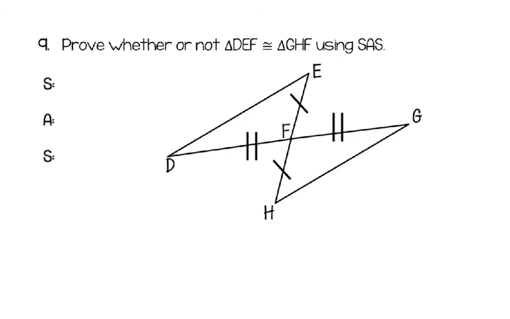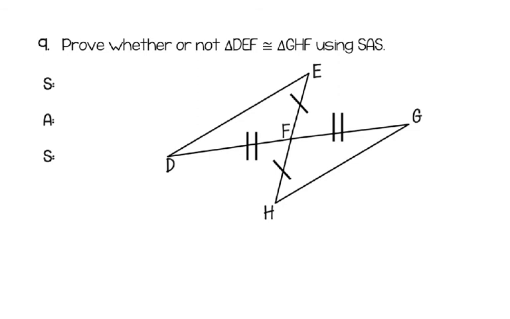Okay, number 9, prove whether or not triangle DEF is congruent to triangle GHF using side, angle, side. So I'm going to have you pause the video right now, and I want you to just go through and see what you can figure out. Can you figure out what you should do here? And if you get stuck, then it's time to start the video again. If you are able to get through the whole thing, that's wonderful. Start the video and just make sure you did it right. So go ahead and pause the video and see how far you can get.